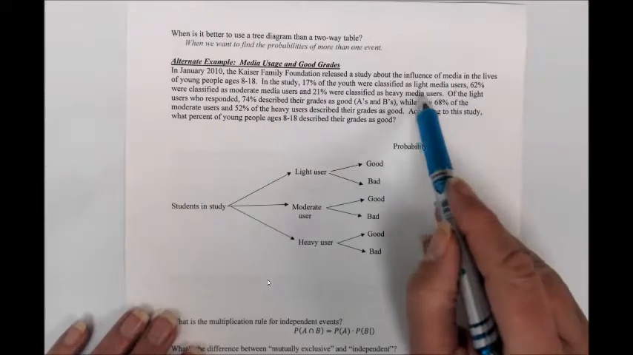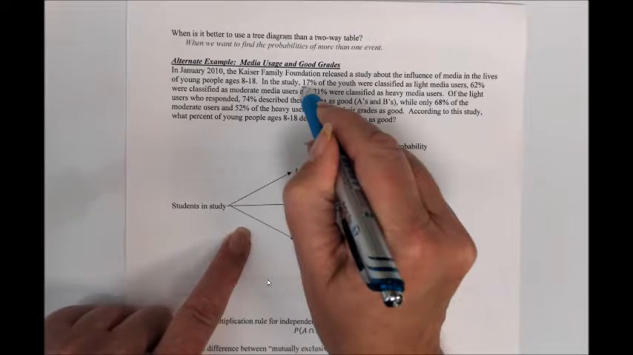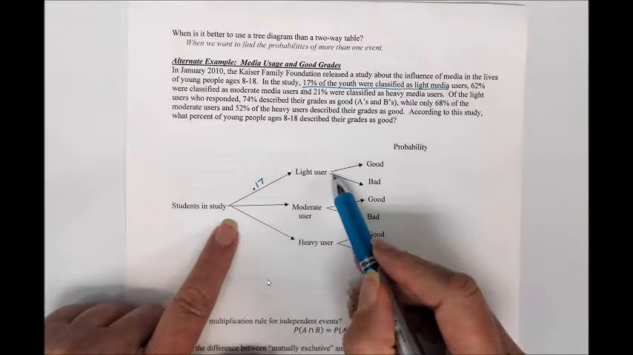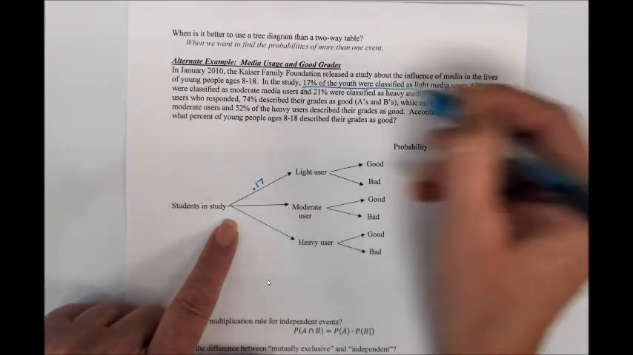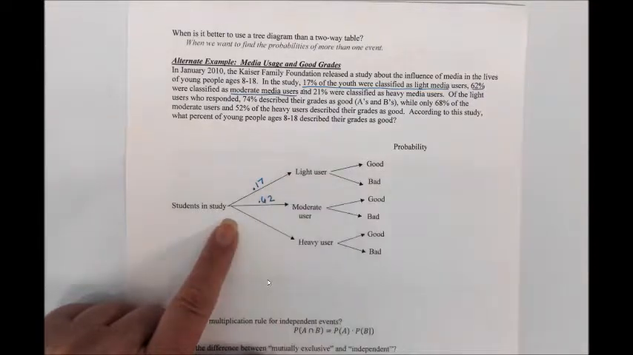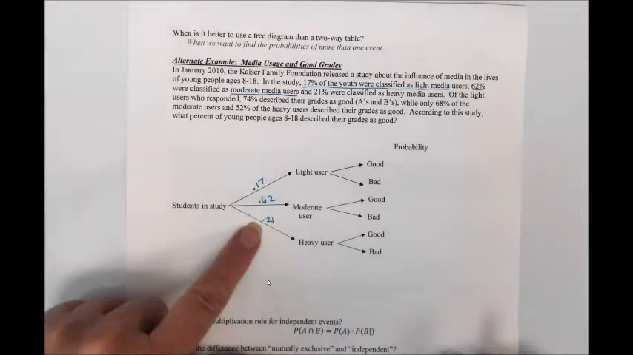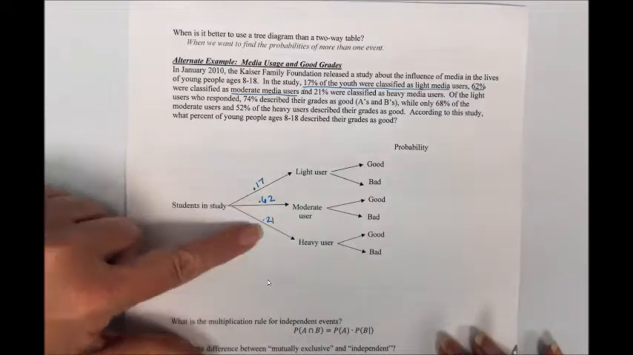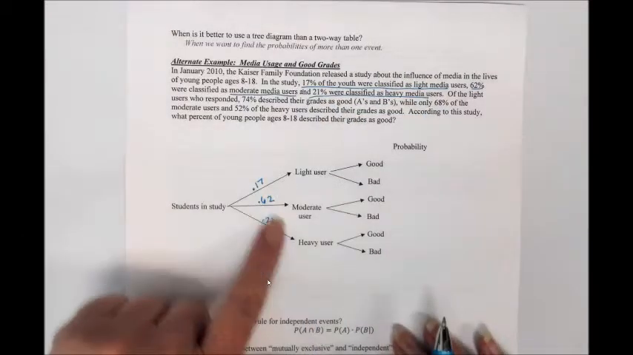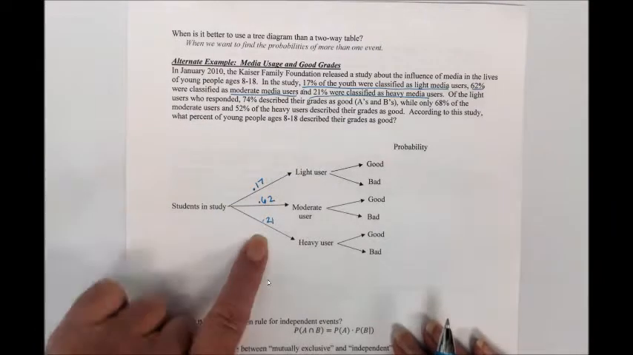So we have light media users. And it says 17% were light media users. So I'm going to put 17% on that column. 62% moderate, so that's 0.62, and 21% were classified as heavy. And I should verify that these should add up to 100%, because they didn't actually have to give me all. If they just gave me these two, I should know that this should add up to 100%.